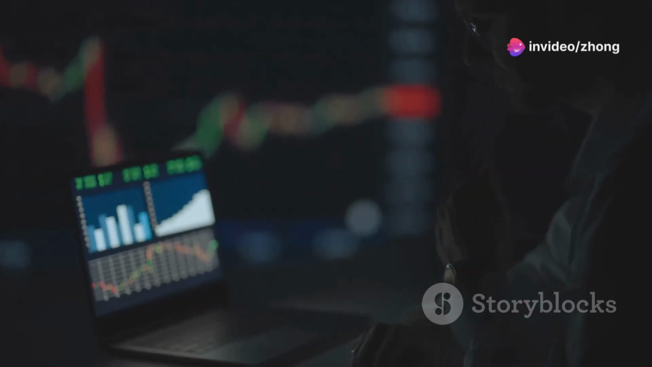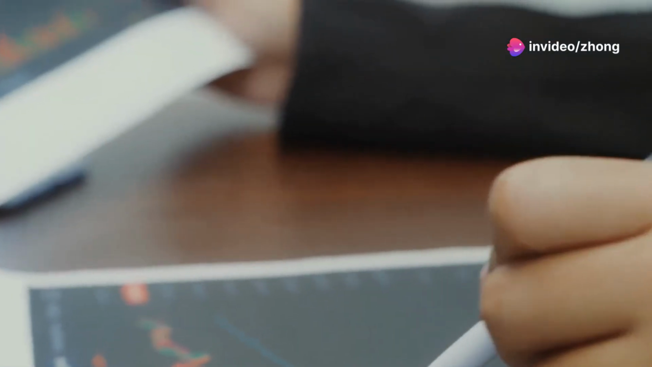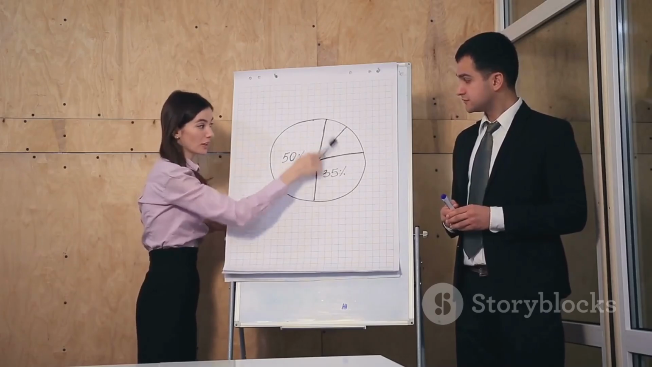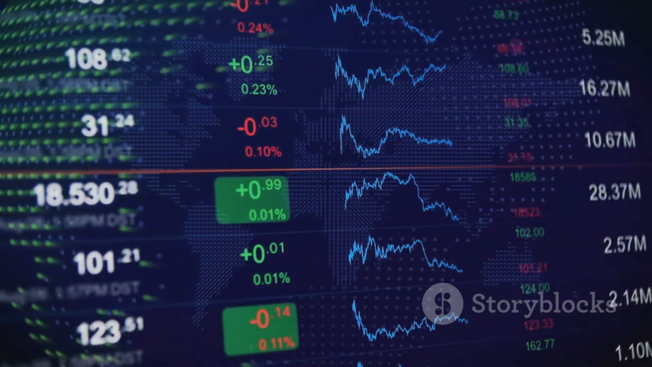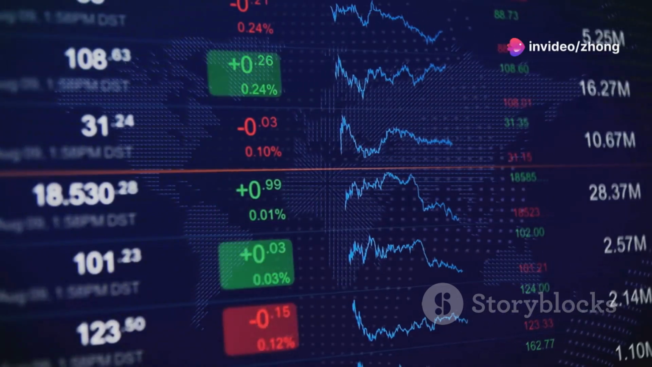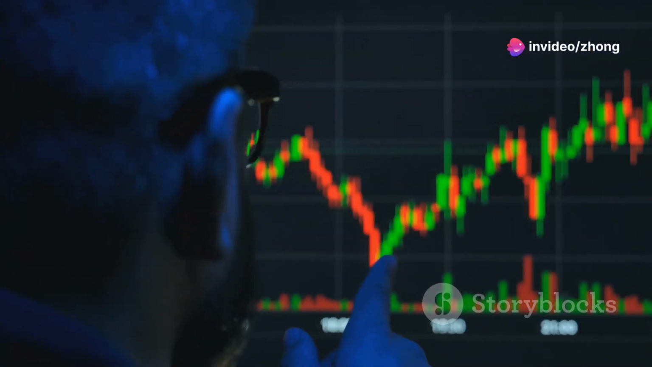Section 9, Common pitfalls with PE ratios: what to watch out for. Like any financial metric, the PE ratio has its limitations. Here are some common pitfalls to watch out for. Earnings manipulation. Companies can sometimes manipulate their earnings to make their PE ratios look more favorable. Be wary of companies with inconsistent earnings histories.